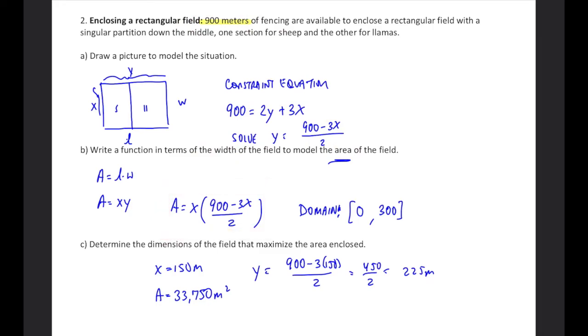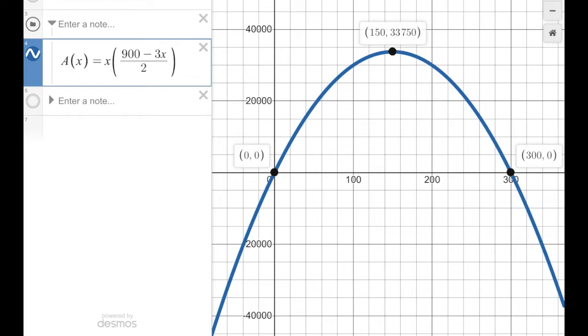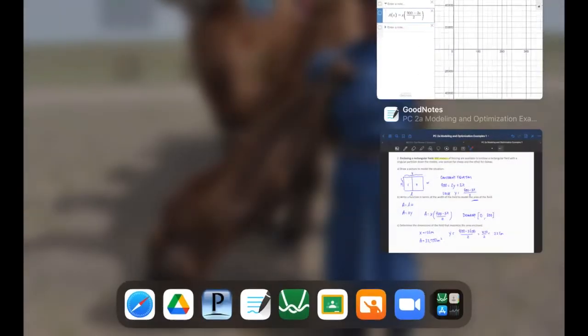We are then looking for the maximum possible area. So maximum or later minimum, we can go into the graph and look at, using a reasonable domain, what's the maximum value? What's the minimum value? Let's try one more.